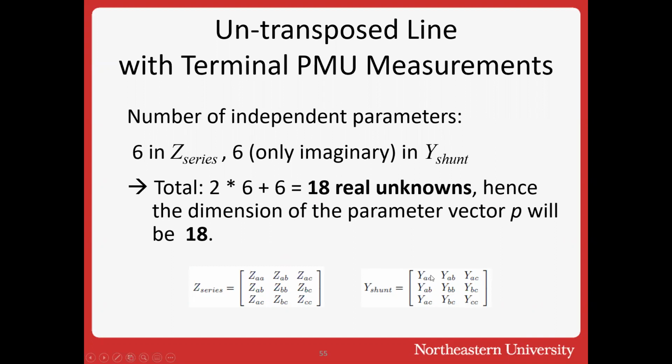And here, assuming that conductances are 0, you have strictly capacitive connections, you will have 6 unknowns here. So adding them, 6 times 2, because these are complex, we have 12 plus 6, 18 real unknowns. Now, what about the measurements?